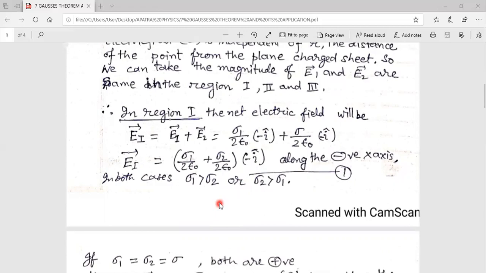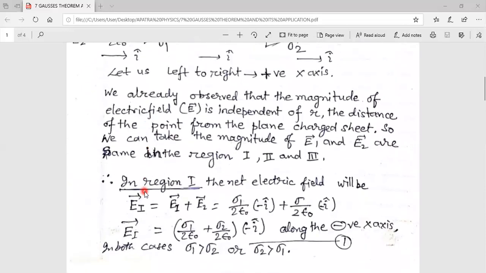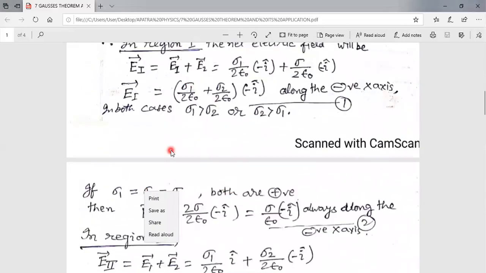Now, in both cases the direction will be the same. Both cases means if the charge densities are not equal, let us suppose sigma 1 greater than sigma 2, or sigma 2 greater than sigma 1. In both cases, the direction will be the same, along the negative x-axis, and the value will be this.